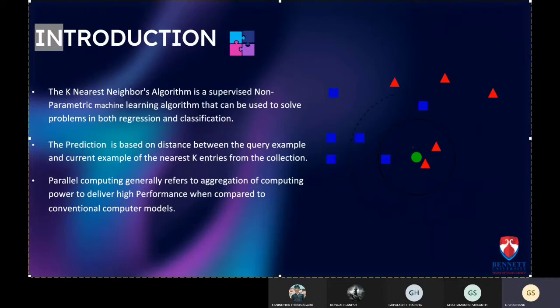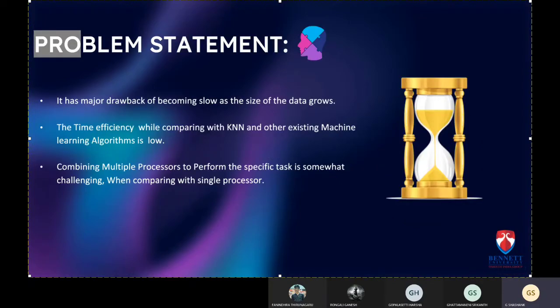Coming to the introduction, the k-nearest neighbors algorithm is a supervised, non-parametric machine learning algorithm that can be used to solve problems in both regression and classification. The prediction is based on the distance between the query example and the current example of the nearest k entries from the collection. Parallel computing generally refers to aggregation of computing power to deliver high performance when compared to conventional computer models. The following topics will be discussed by Ganesh.